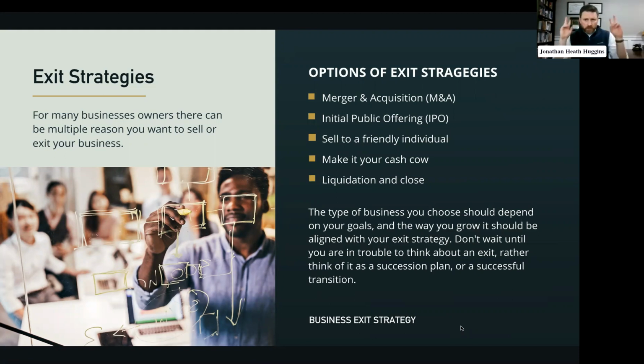You could also make it a cash cow, which means you've got your baby, your business, and you can be more hands off and hire somebody to manage it for you while you're just reaping the profits. Or you can liquidate and close. You can sell off, you can shut down. So if you're planning for later on, you just want to make sure that you're designing your business the right way, whether it's an S corp or C corp. You just really want to think about all those things.